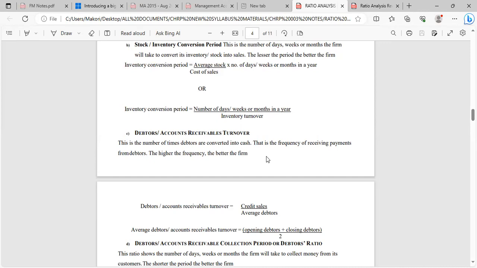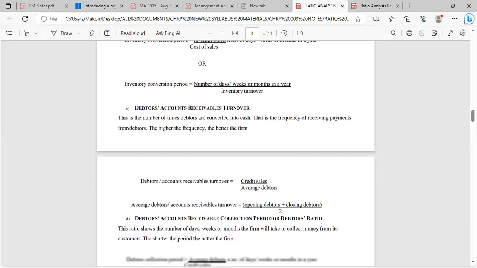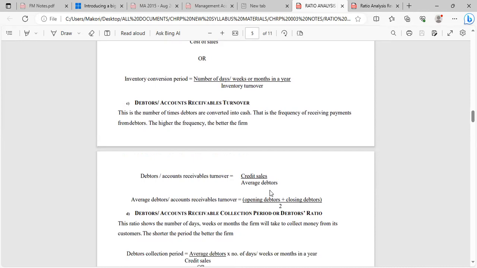Or how many times are we collecting that money from them and bringing it into the business as cash? So the frequency of receiving payments from the debtors, the higher the frequency, the better the business. We normally take it to be credit sales over debtors, or credit sales over average debtors. Average debtors is applicable when you are given the opening balance and the closing balance for the debtors. But if you are only given the debtors figure without the opening and the closing, you use that figure the way it is.